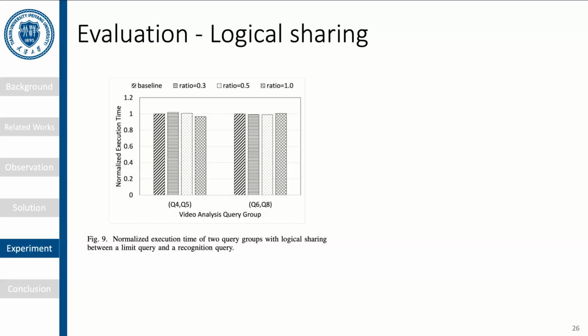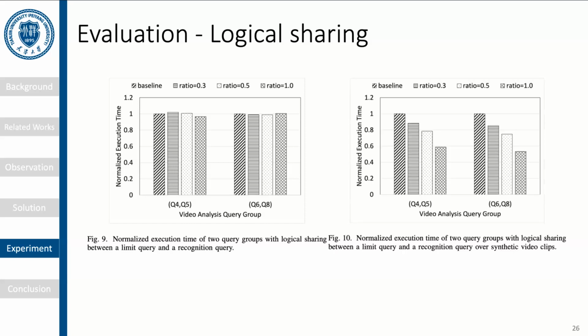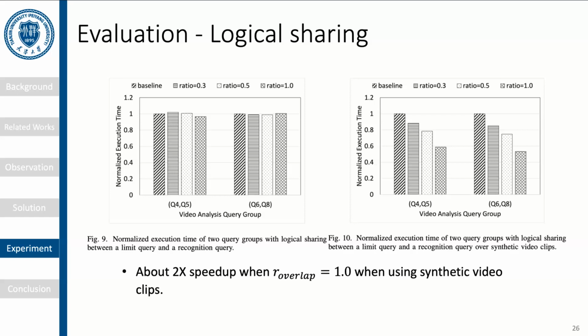However, as shown in existing works, anomalous scenes generally appear rarely in many real-life cases. We conduct another experiment with a synthetic video clip. The ratio of the number of frames returned by Q4 and Q6 to the total number of frames is fixed at 20%. As shown in the right picture, DVQShare can achieve up to 2 speed-up when the overlap ratio is 1, which means that the proposed system can still be helpful in many real-world cases.